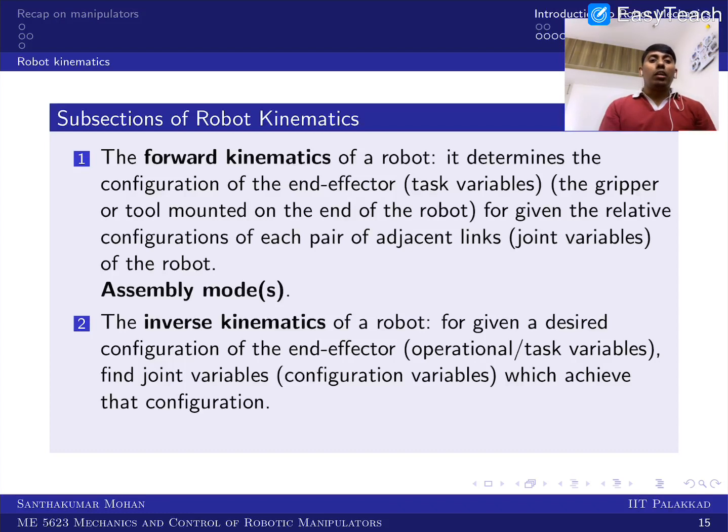So in the sense, what inverse kinematics says is that for a given desired configuration, what would be the joint variables. You know the task variable and you are seeing what would be the configuration variable which achieves that configuration. Okay. So this is inverse kinematics. I don't want to go into great detail. We'll see it in detail in the coming classes.